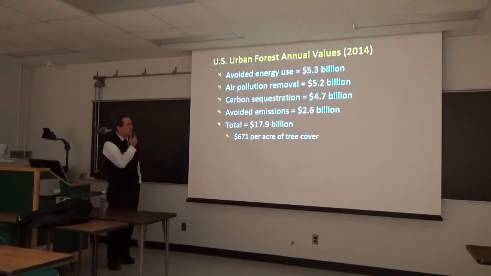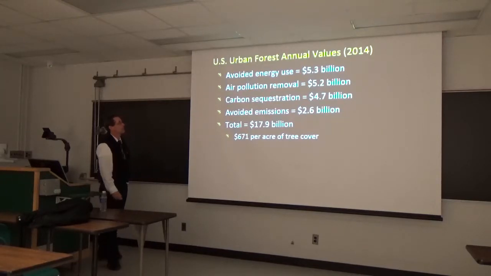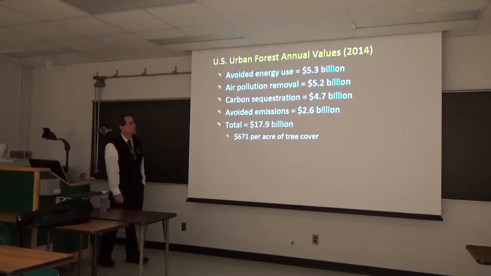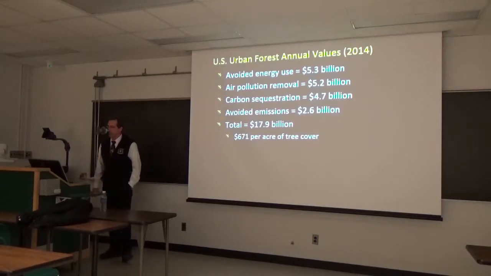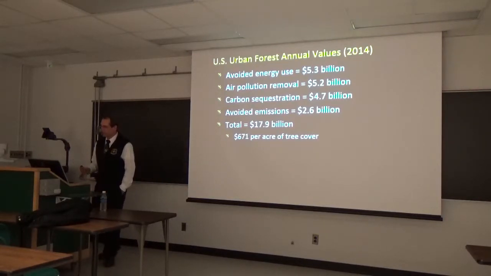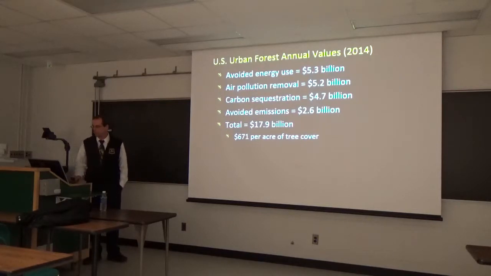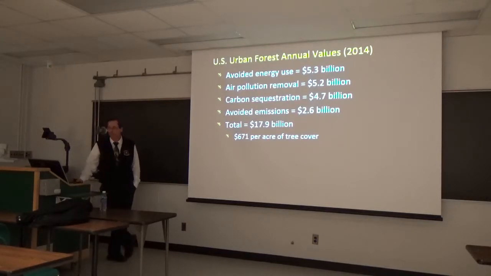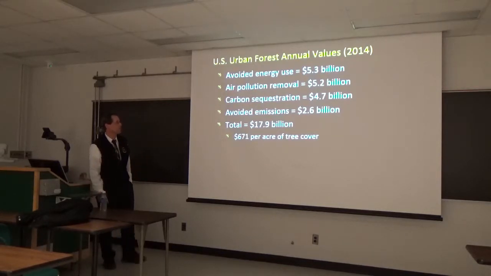So what do we know nationwide? We've done some national assessments. These are updated values as of 2014. Avoided energy use nationwide is about 5.3 billion. Air pollution removal, in terms of human health impacts and avoided mortality, is 5.2. Sequestration of carbon annually is about 4.7. And avoided emissions from the power plants is 2.6, which equates to 17.9 billion, or 671 per acre of cover in the lower 48 states.